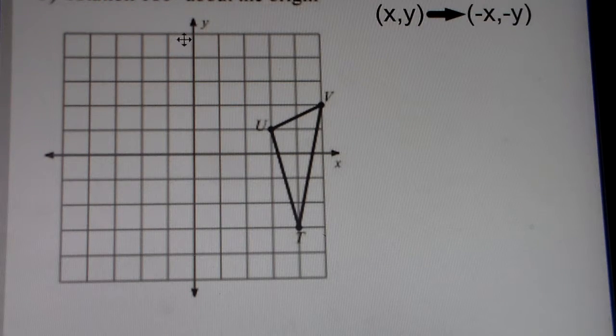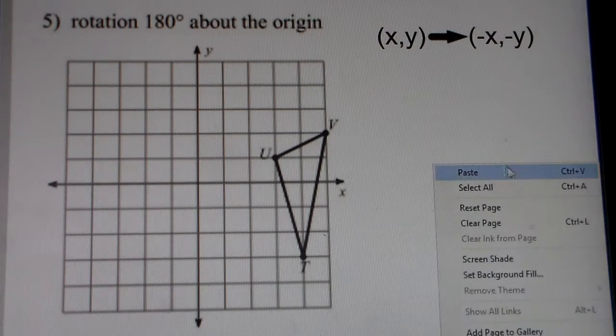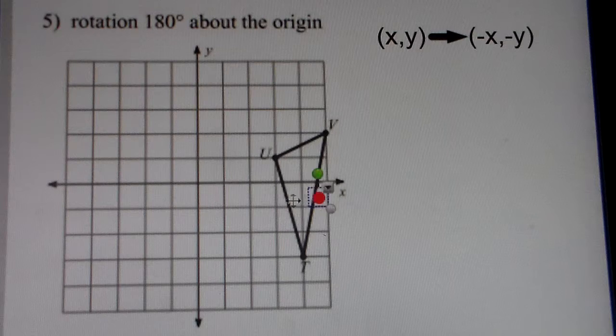Number 5, we got to rotate this guy 180 degrees. So we use that rotation and we just flip-flop the coordinates. So U is 3 to the right, 1 up. So when we rotate it, that means it's 3 to the left, 1 down.